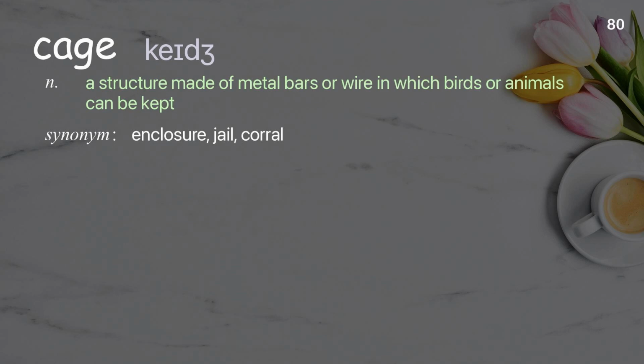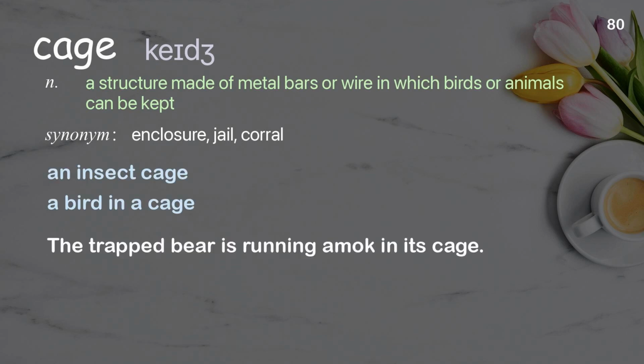Cage. A structure made of metal bars or wire in which birds or animals can be kept. Examples: an insect cage. A bird in a cage. The trapped bear is running amok in its cage.